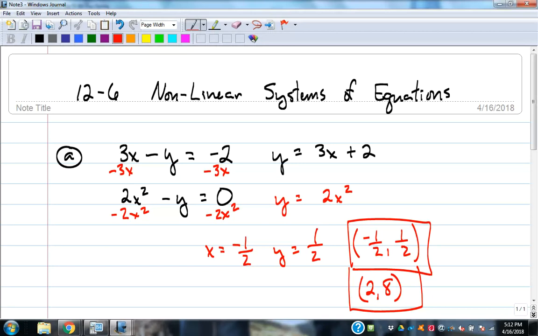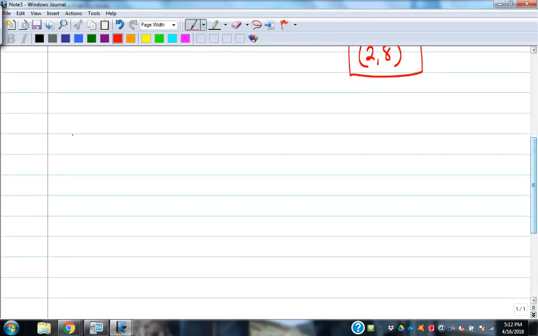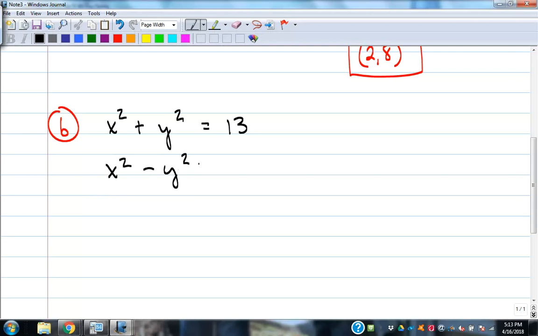That one was fairly simple because we had one linear equation and one that wasn't linear. Let's look at one where both of them are not linear. It doesn't get much harder, though. I'm going to promise you that. You just got to do a little bit of algebra first. The first equation is x squared plus y squared equals 13. And the second equation is x squared minus y squared equals 7.